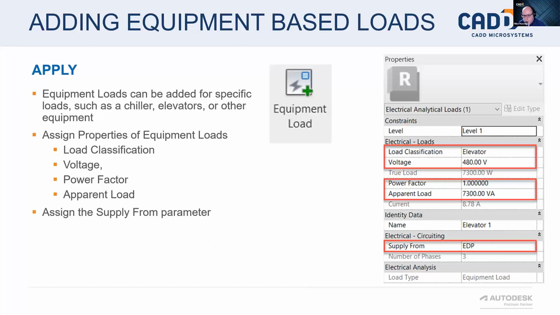As far as the equipment load, if we do have equipment in there, we can just add the equipment, and once we add it, we'll switch back over to the properties. On the properties, it's not using a square footage or anything to calculate the load. We just simply assign the load to it. So we can assign the load classifications, the voltage, the power factor, the parent load. We can also tell it which panel it's coming from. But that's just a standalone piece of equipment that we've come in and assigned the load for separately from everything else.